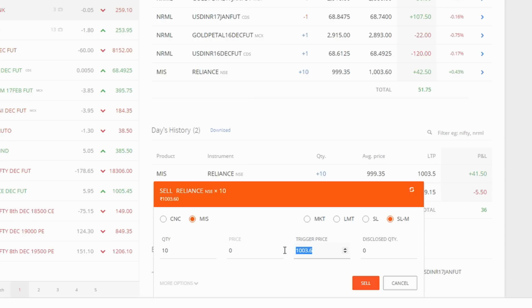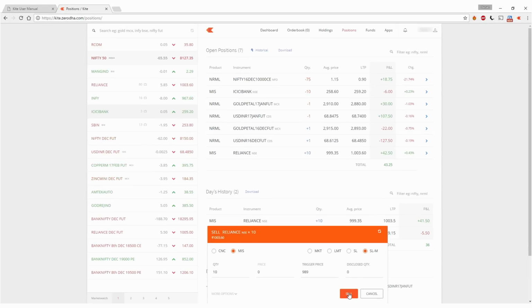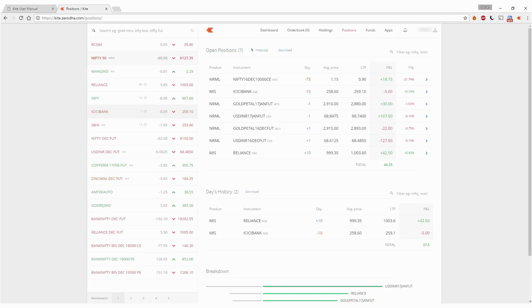We do not allow SLM orders on option stocks. On everything else, we allow SLM orders, and that's the preferred order type. So my trigger price is 989 and it's an SLM order. As soon as the trigger is breached, my order will get executed.